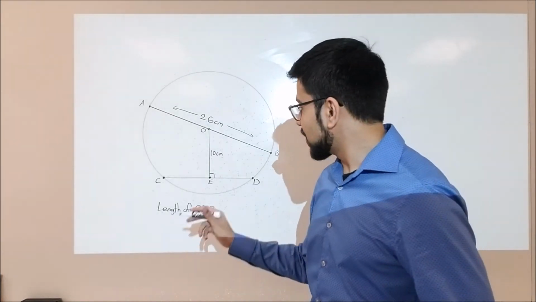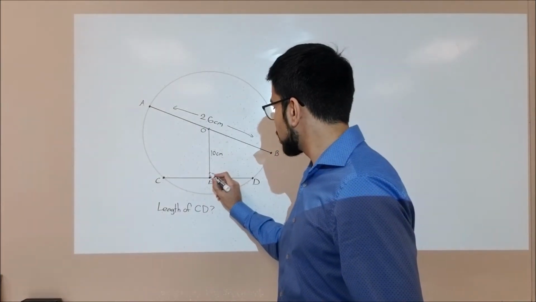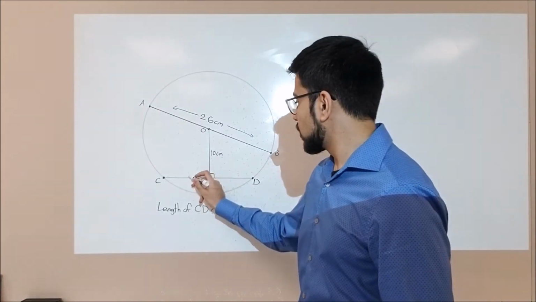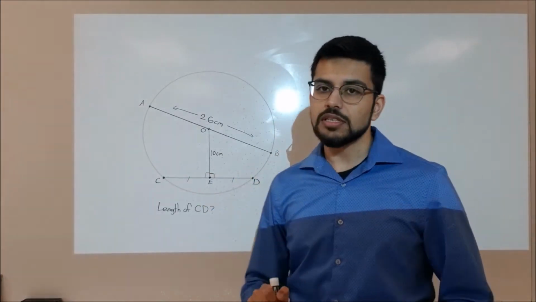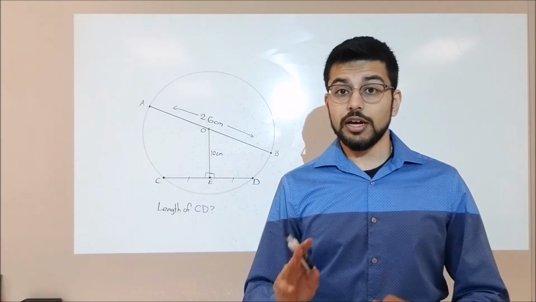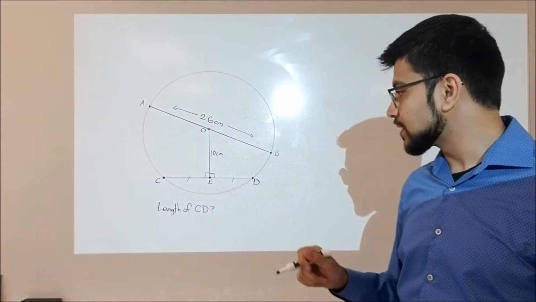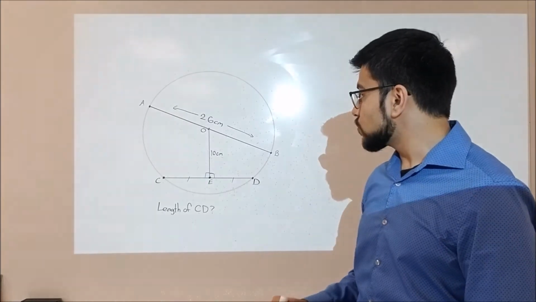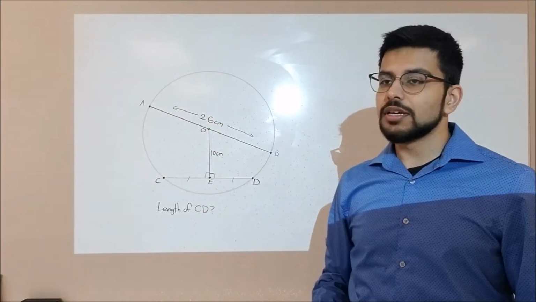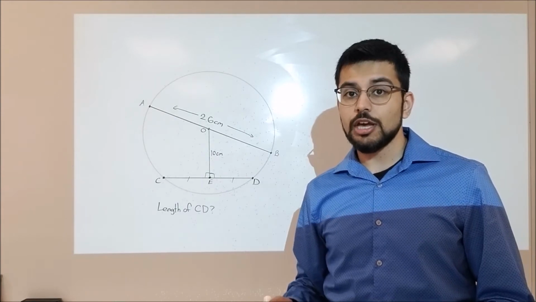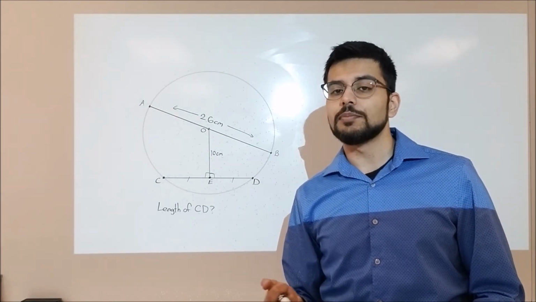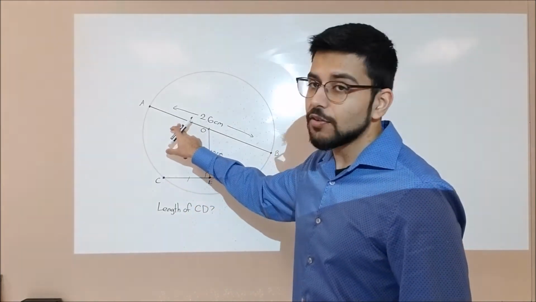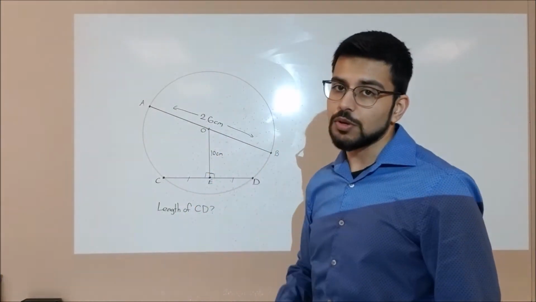If that's true, this angle is also 90 degrees, and both of these lines are going to be the same length. I don't have to give that to you. You recognize that because you recognize you have a perpendicular bisector. You also notice that my diameter is 26 centimeters, which means my radius would be half of that, which is 13 centimeters. So this half would be 13, this half would be 13.